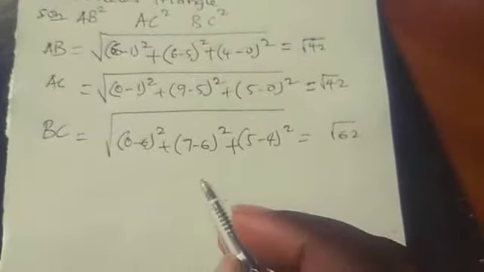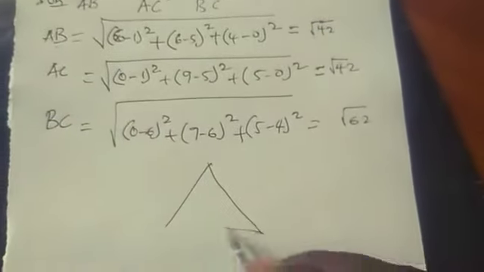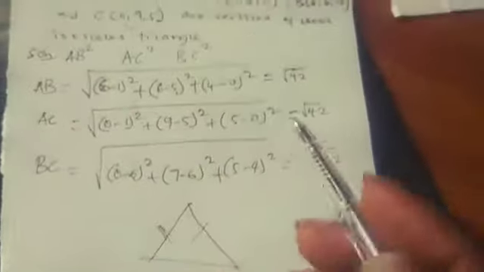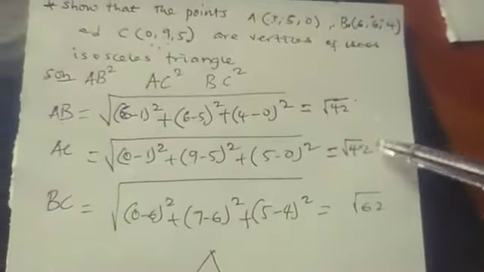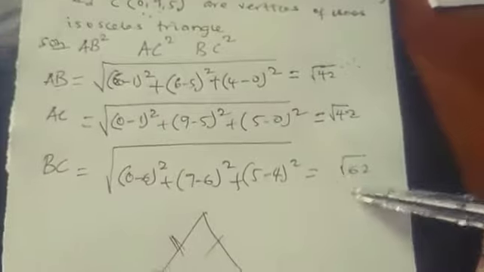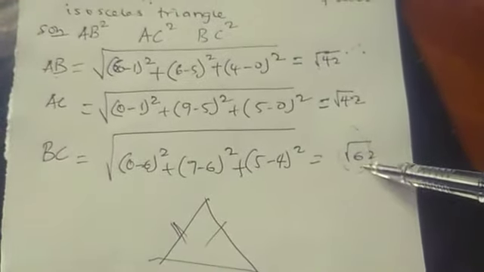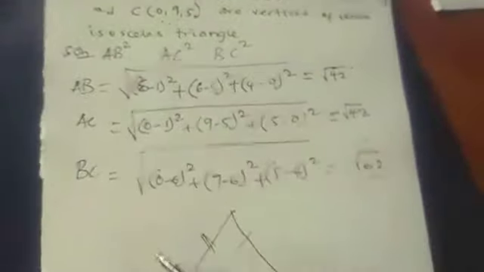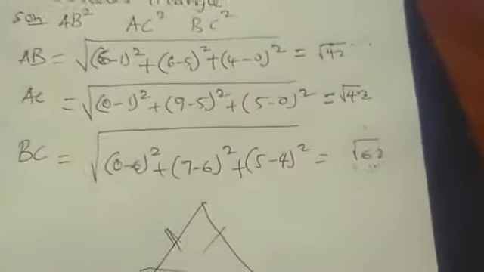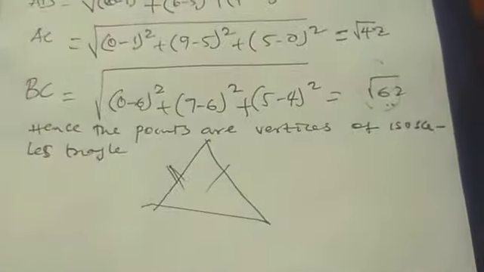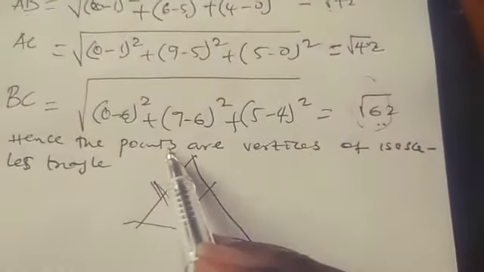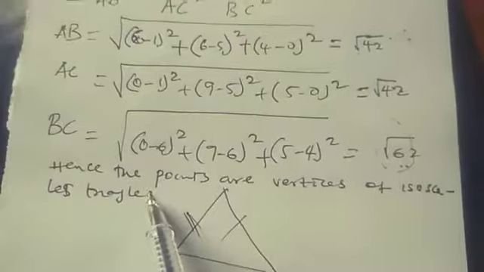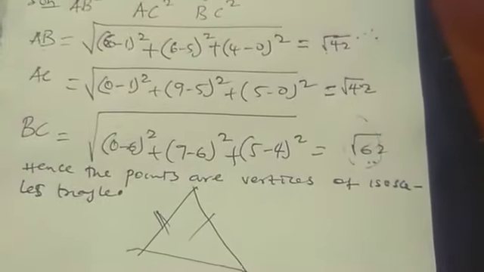We know the properties of an isosceles triangle: two sides are equal. So since we have shown that two of the sides are equal and different from the other side, we have shown that the three points form an isosceles triangle. So we can now write: hence, the points are vertices of an isosceles triangle. And that completes the proof.